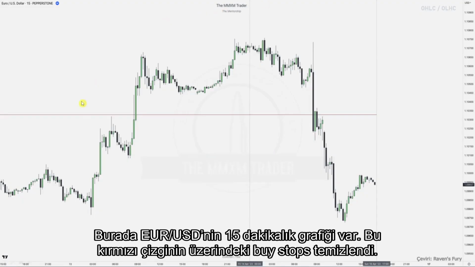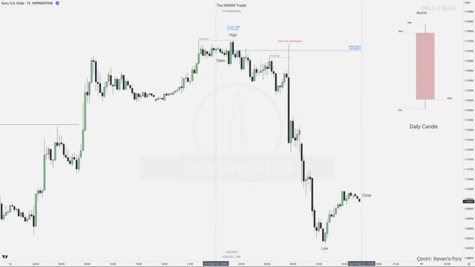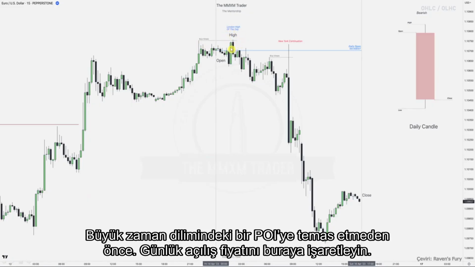We ran buy stops above this red line, right? So we are having a bearish day afterwards. So how does that look like with more annotations? High of the day during London session, right? Most of the time, London session creates high or low of the day before a higher time frame PD array has been hit, right? So draw out your daily opening price over here.